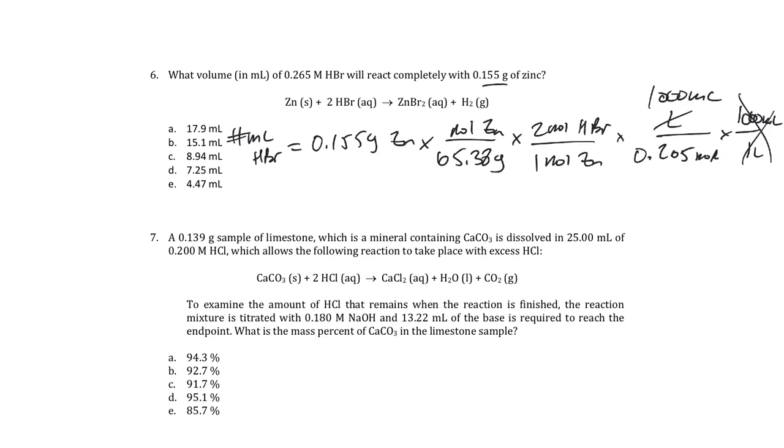0.155 divided by 65.38 times 2 divided by 0.265. Writing this out meticulously as moles of HBr per liter of solution is really helpful in a problem like this one. It helps us make sure we're dividing by 0.265 versus perhaps multiplying by it. Okay, so I get 17.9 milliliters of the HBr solution would be required to completely react with 0.155 grams of zinc.